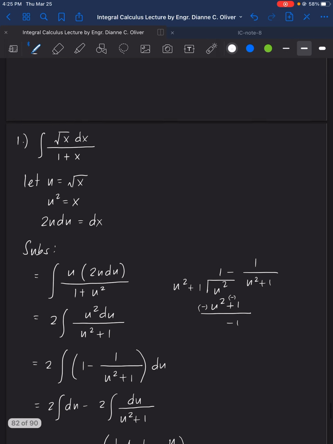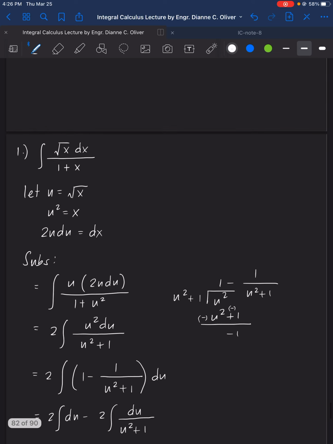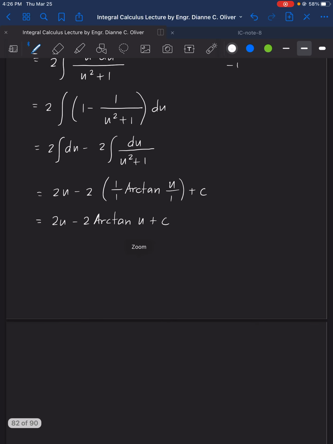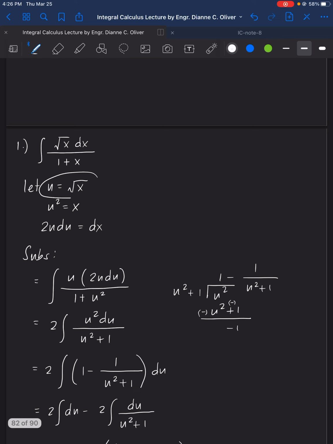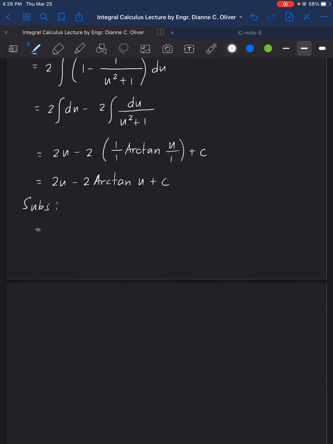Remember that we substituted u for the square root of x. So let's bring it back. Let's substitute in the reverse manner. So u is square root of x. So it becomes 2 square root of x minus 2 arctan of the square root of x, plus c. This is the final answer.